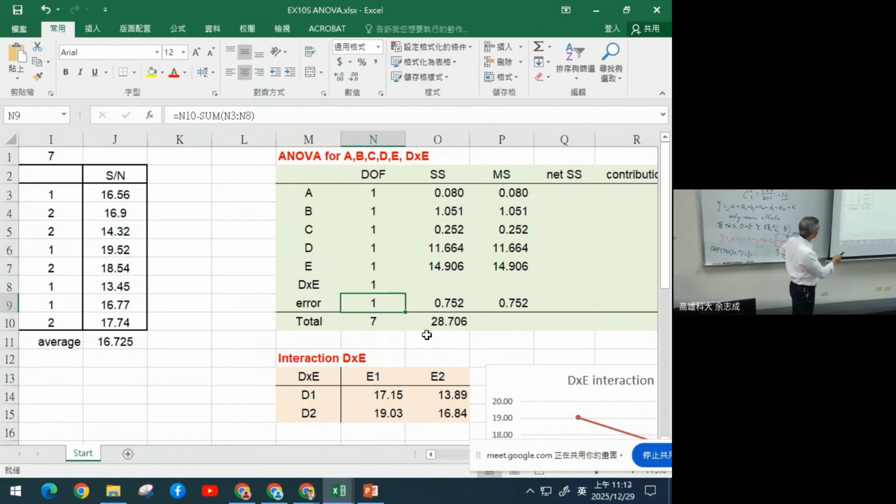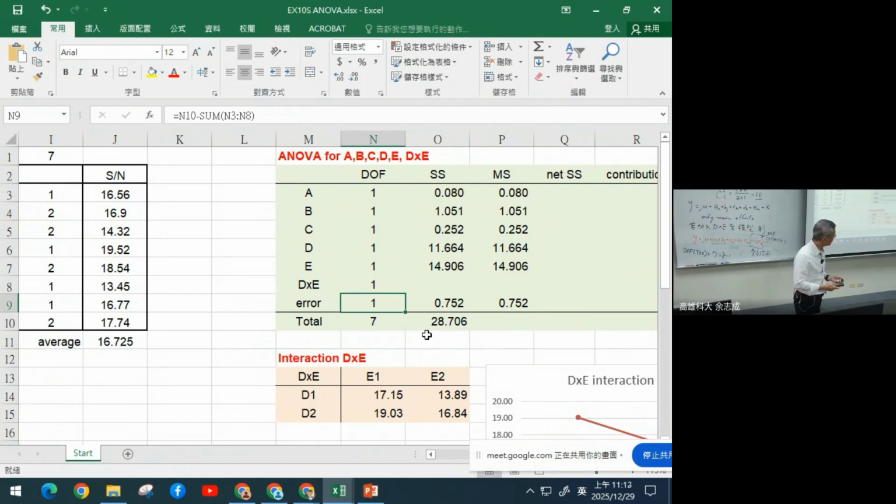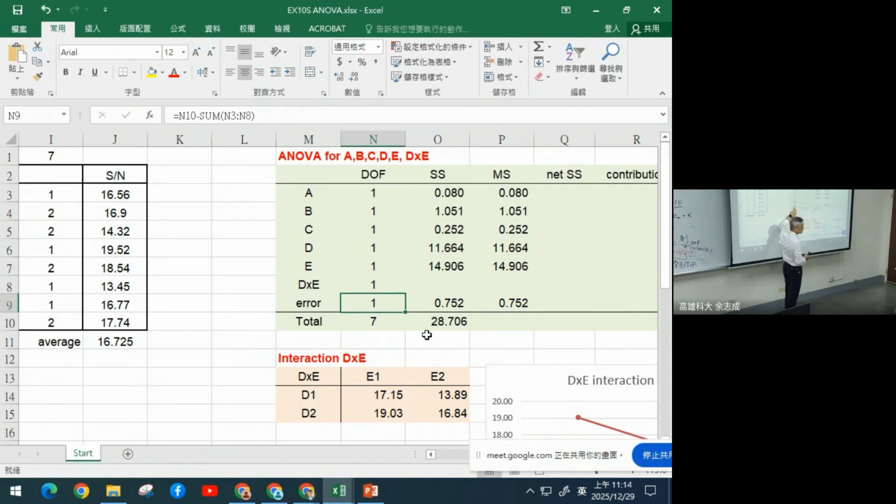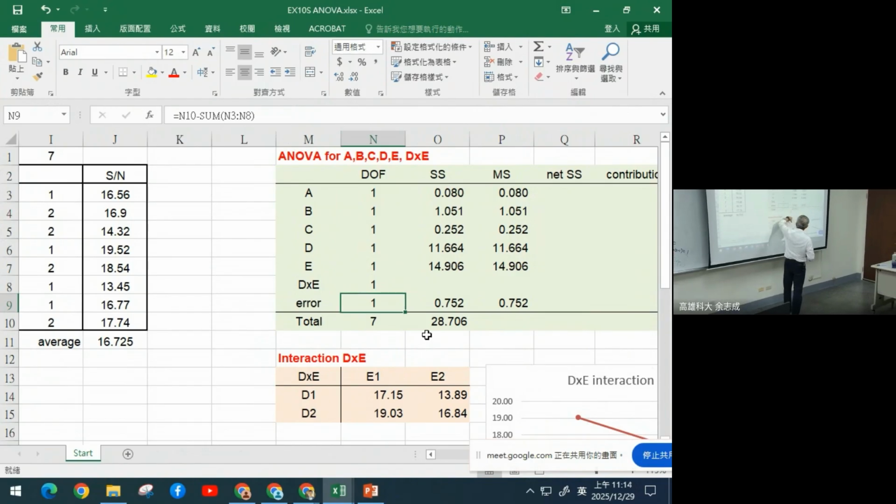When you increase your model, ANOVA for A, B, C, D, E, and also interaction DE, your total degree of freedom remains the same, which is 7. However, because you need 1 degree of freedom for interaction DE, the error degree of freedom will be reduced to 7 minus total degree of freedom used in your model, which is only 1. If you use your equation correctly, the mean sum of square will be this divided by the degree of freedom, which is different, right? Now it's different from our previous model.